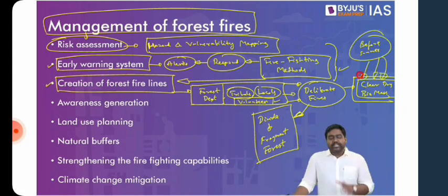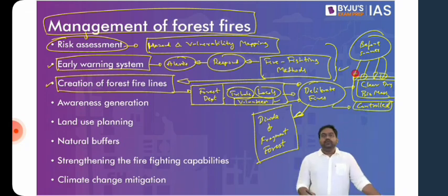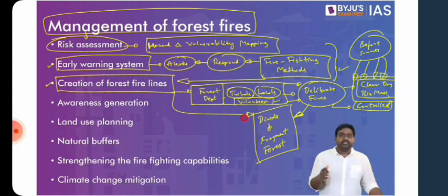All right, so deliberate setting of fires, controlled fires is important to clear the dry biomass. It's a controlled fire, deliberate fire before the summer season. You basically remove the fuel. You remove the dry material, the fuel is taken out. The other method is creating these fire lines, forest fire lines, which fragments the forest, divides the forest.